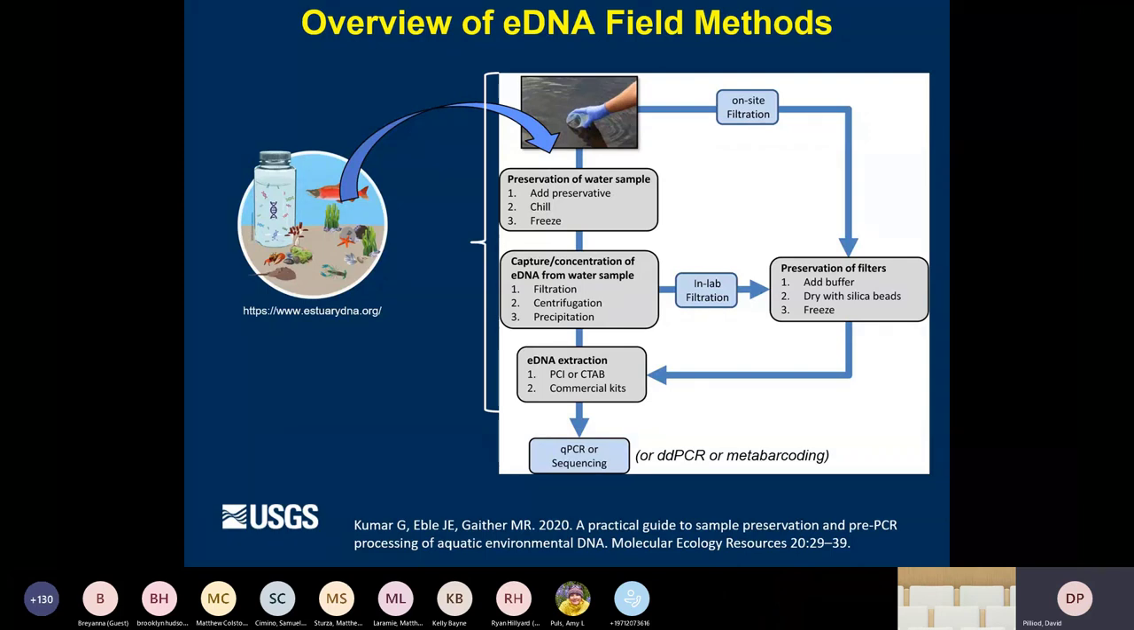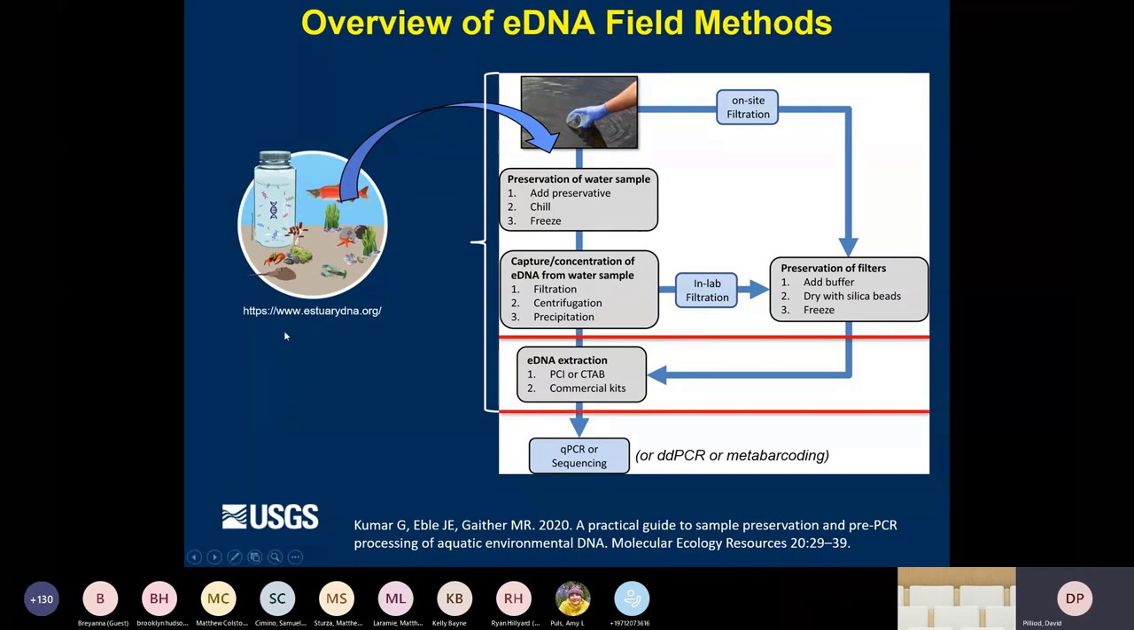So just to give you, again, a sense of what we're going to cover today, it's everything I'm going to present above that red line there. So the preservation of a water sample, using preservatives or chilling or freezing, and then capturing or concentrating the eDNA in the water sample, like filtration, centrifugation, precipitation. And then if it goes to the lab or it was filtered on site, you have to think about other things about preserving the filters, like adding some kind of a buffer or desiccant like silica beads or freezing. What are the implications of those?